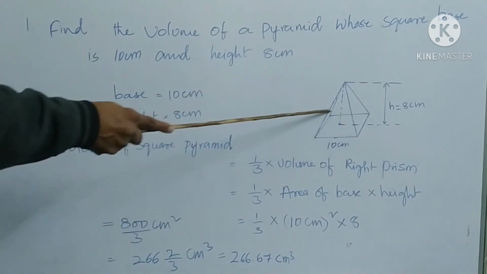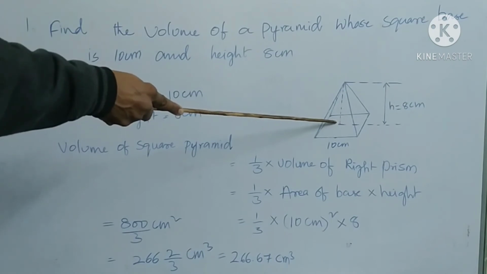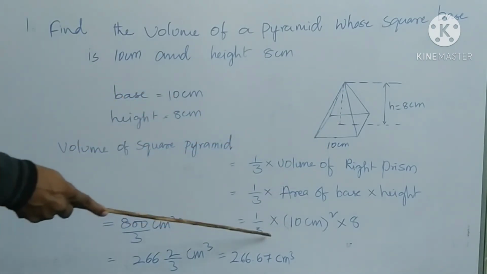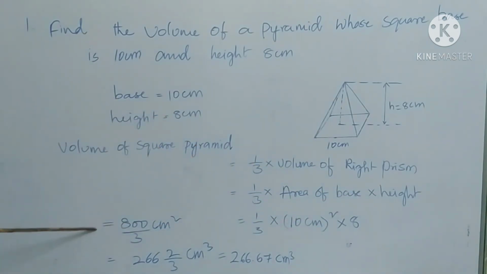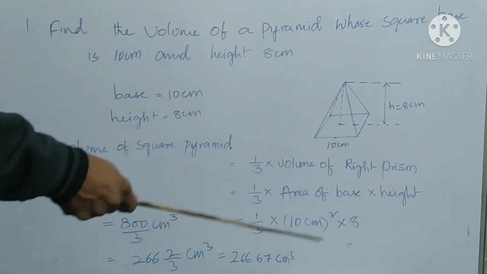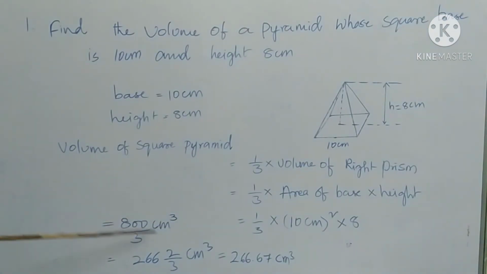Here, area of base means area of square, that is a square. Here the side is 10, so 10 square. So 1/3 into 10 square into height, which is 8 centimeters. That is equal to 10 square, which means 100, into 8, which is 800/3 centimeter cube. The volume units are centimeter cube, cubic units.